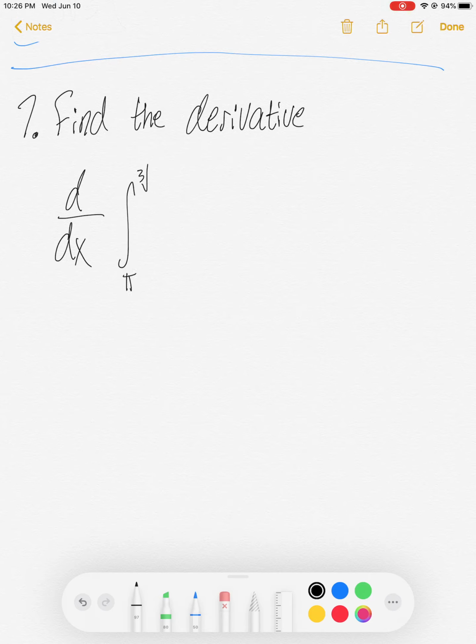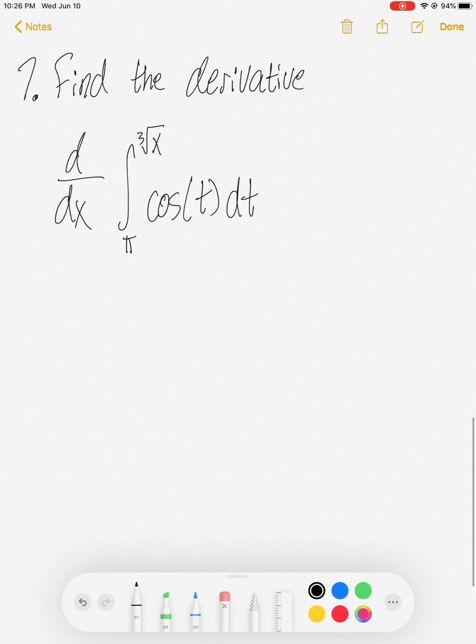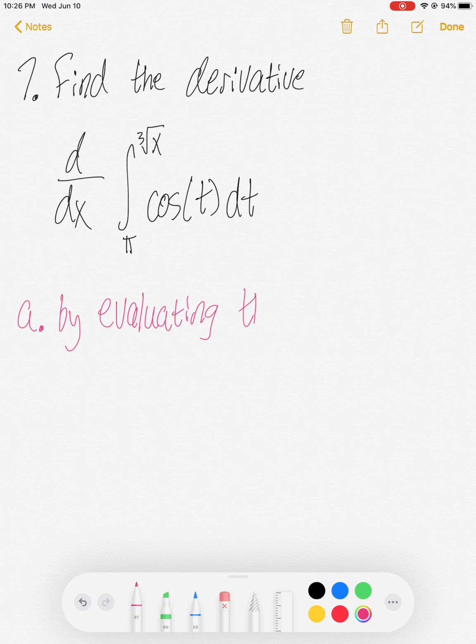Okay, so let me go ahead and write the function first. So the function is d dx. Well, I guess I shouldn't say find the derivative of, because the d dx already kind of implies that. So we want the derivative with respect to x of the integral from pi to the cubed root of x of cosine of t dt. Okay, and there are two ways that it wants us to do this.